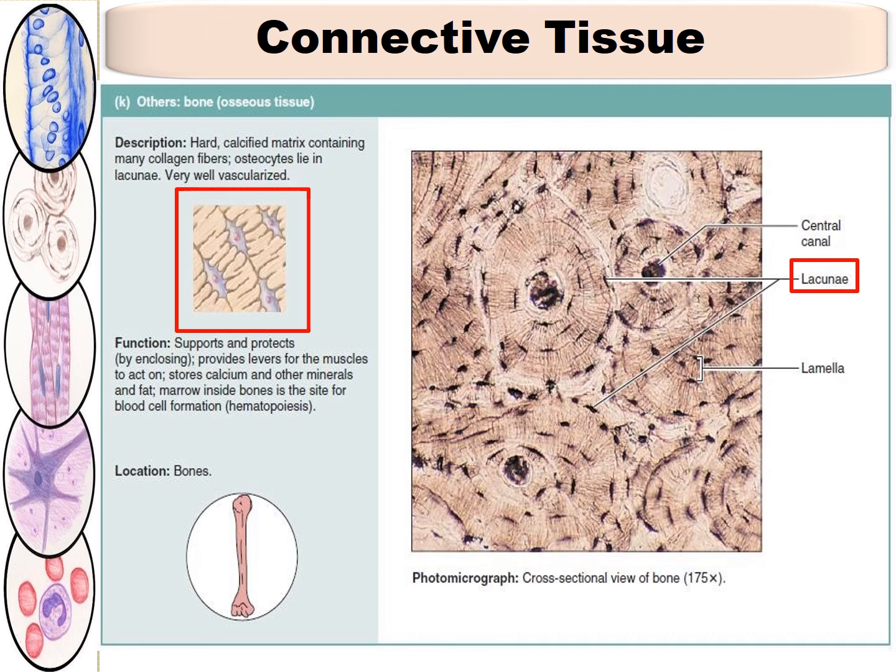Whereas bone marrow inside the bone is the site for blood cell formation. The process is called hematopoiesis. It is mainly located in the bone. Here you can see the photomicrograph of the cross-section view of the bone.